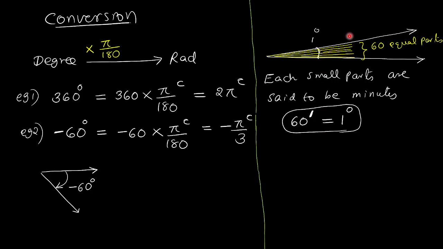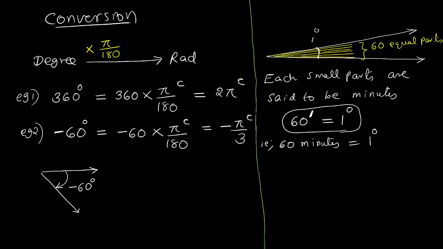Understood? Just like a centimeter is divided into 10 equal parts, each of them said to be a millimeter, in the same way 1 degree is divided into 60 equal parts, each of them said to be a minute. So 60 minutes form 1 degree. All of it clear? We read it as 60 minutes. This symbol, minutes, is equal to 1 degree.